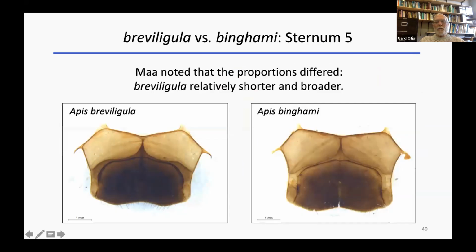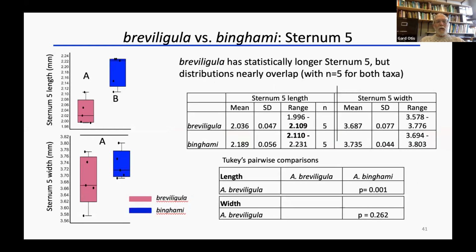Ma reported that for sternum 5, Breviligula is relatively shorter and broader, so a bit more rectangular in shape compared to the more square shape here of Binghamai. So again, we haven't looked at a lot of specimens, but Nyaton has dissected a few and measured this. And so here's what we get. Yes, sternum 5 is statistically longer in Binghamai, shorter in Breviligula. But you can see here that even with just the small number of samples, 5 in each case, their ranges almost overlap. And as we measure more specimens, for sure that range is going to increase a bit, and these are for sure going to overlap.